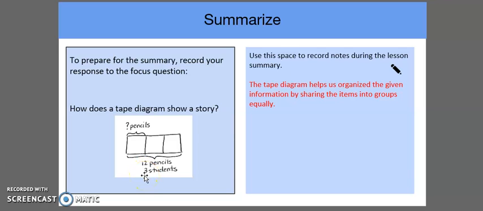When we do that, we can do 12 divided by 3, and we can place the numbers in each of these boxes. Each of the boxes will have a total of 4, telling us that if we divide 12 pencils between 3 students, each student will get 4 pencils.